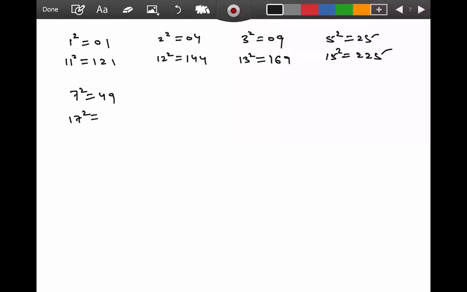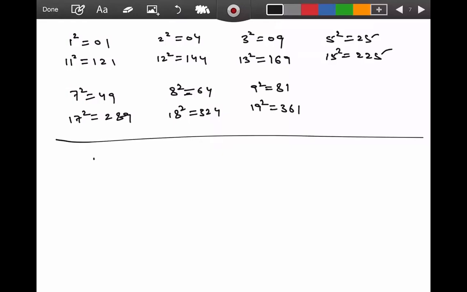What is 17 square? Quickly. 289. Good. 8 square is 64. 18 square will end with 4. So 3 to 4. 9 square is 81. 19 square is 361. 4 square is 16. 14 square is 196. 6 square is 36. 16 square is 256.